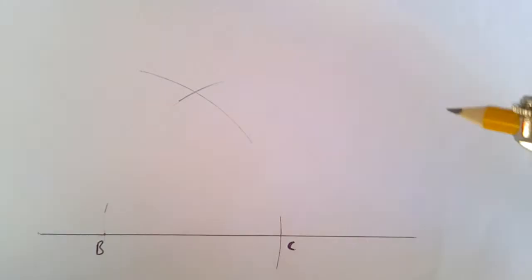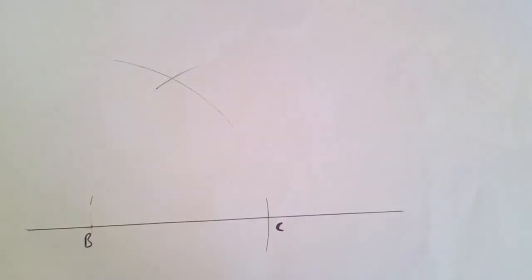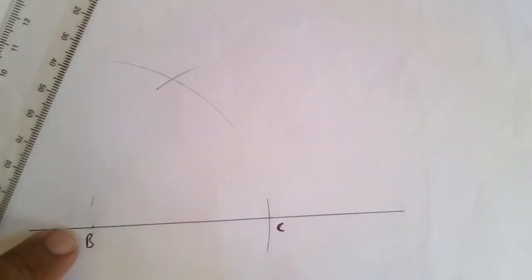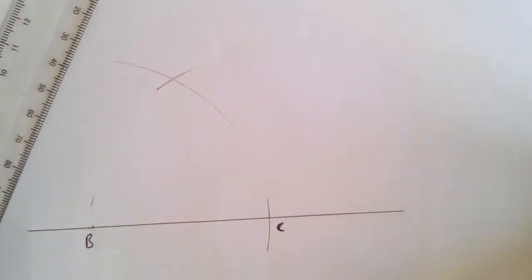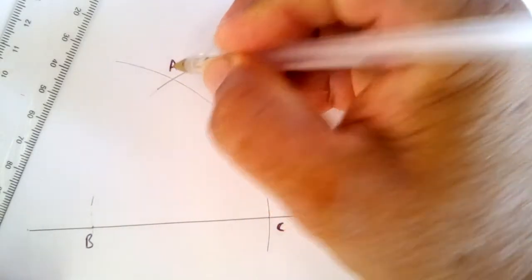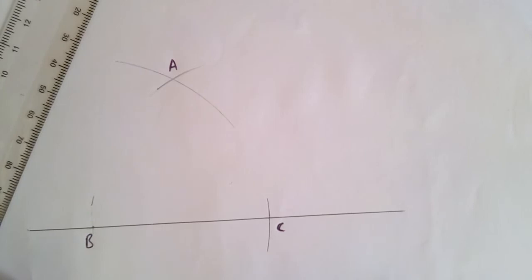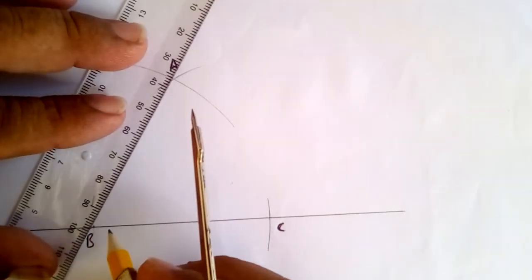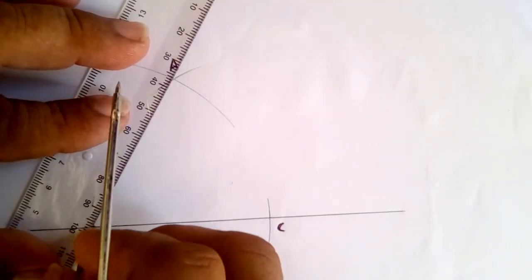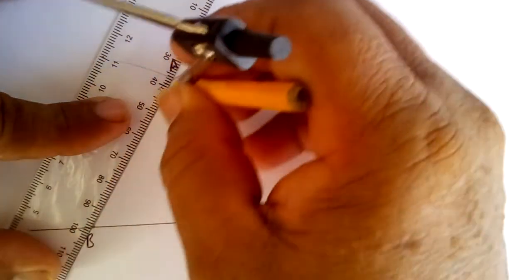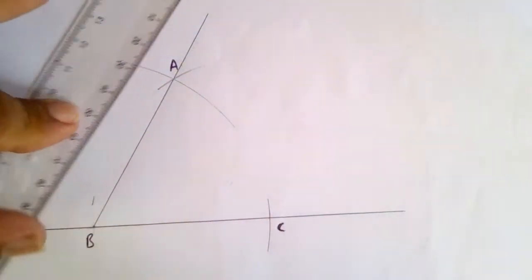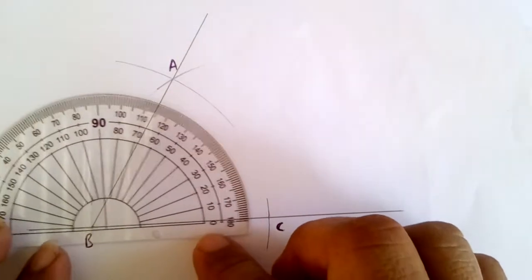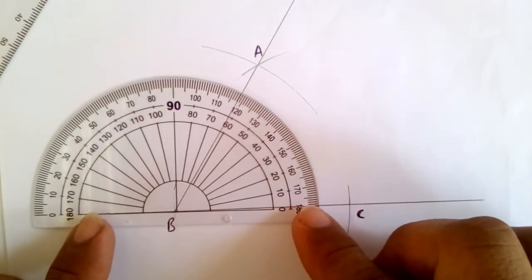Now we're going to take our ruler and draw a line from point B to this point. Let's call this point A, the point of intersection of the two arcs. So now we have angle A, B, C, and we join the intersection, and therefore we draw it there. So this is a 60 degrees angle, and let's see if it's true. I'm going to take my protractor now, and I'm going to measure to see what the angle size is.